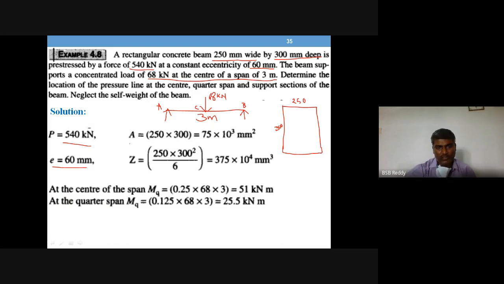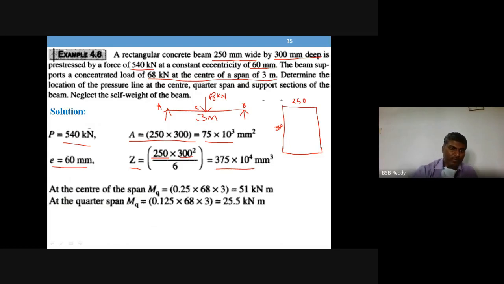Work out the other geometric quantities required. Cross sectional area is 250 width and 300 mm depth, so it comes to the value 75 into 10 power 3 square mm. Z value is B H square by 6, where B is 250 and H is 300, so 300 square by 6. It comes to 375 into 10 power 4 cubic mm.